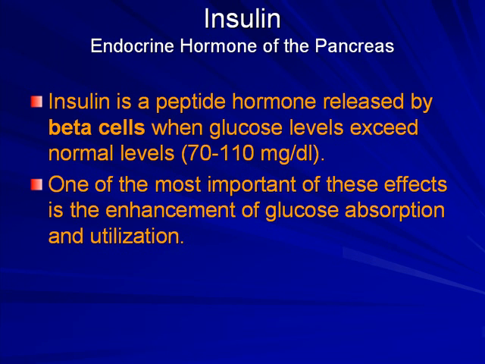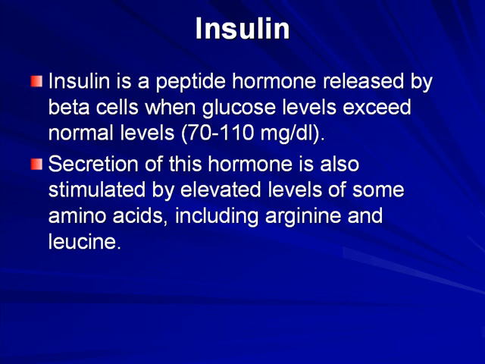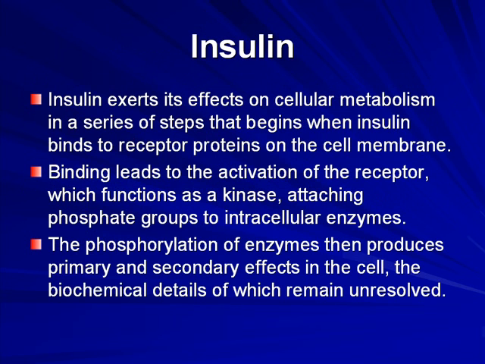Beta cells, when glucose levels exceed a certain level, get above 110 or so, then we'll see the release of insulin. Important because of the effects, it enhances the glucose absorption from the bloodstream. Insulin is a peptide hormone, exerts its effect on cellular metabolism, a series of steps that begins when insulin is bound to receptor proteins in the cell membrane.